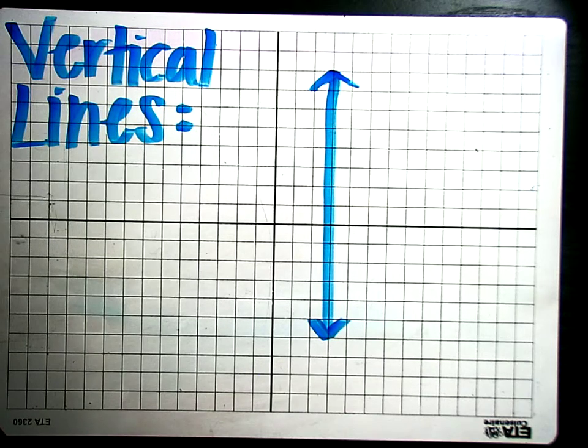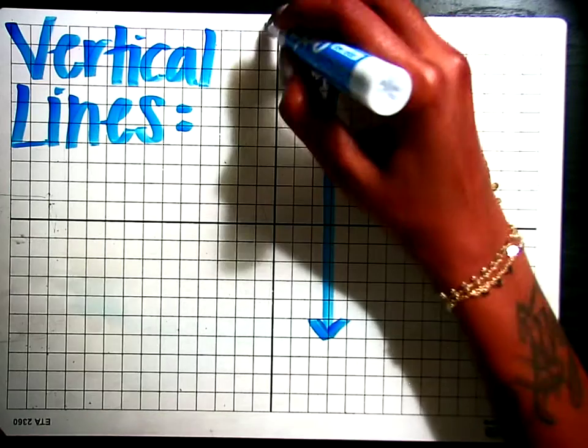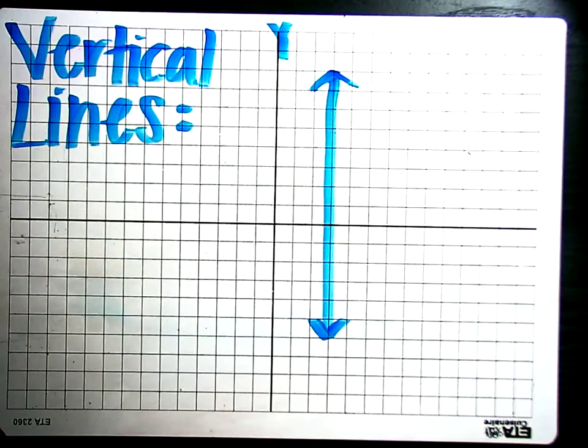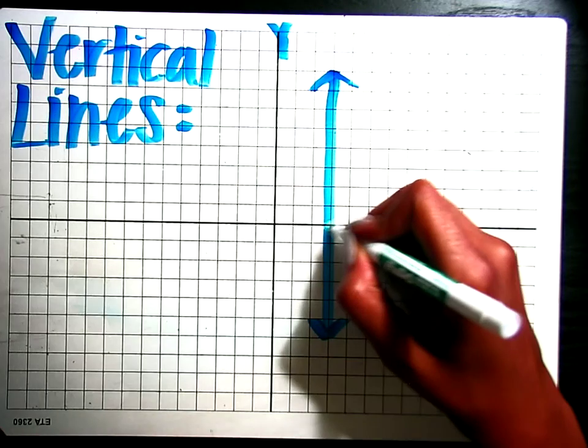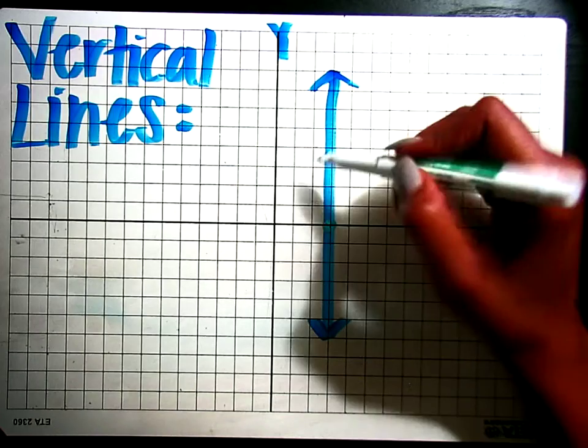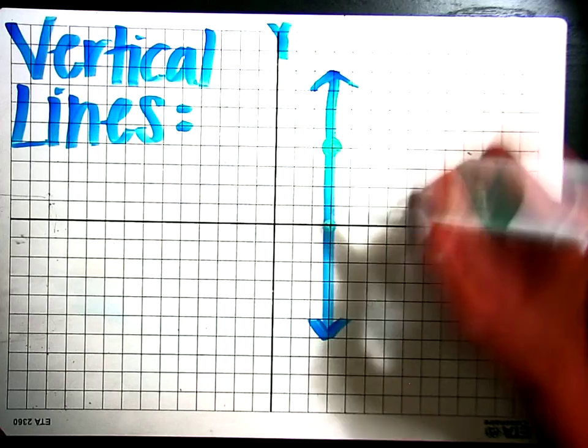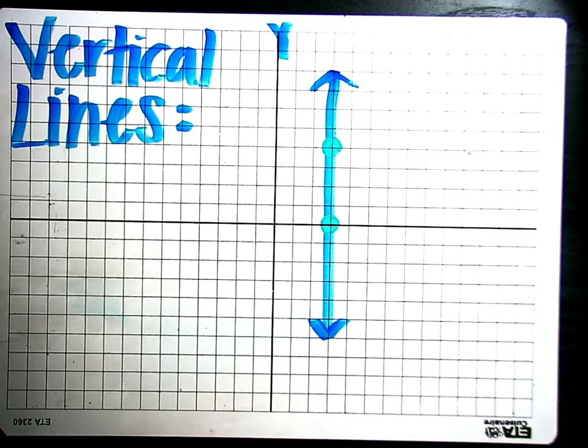In this video, we're going to take a look at vertical lines. Mind you, vertical lines go straight up and down, just like our y-axis. Okay? So first things first, I'm going to pick 2 points along this line. I'm going to pick this point here, and this point here. I'll make them nice and big so you can see it.